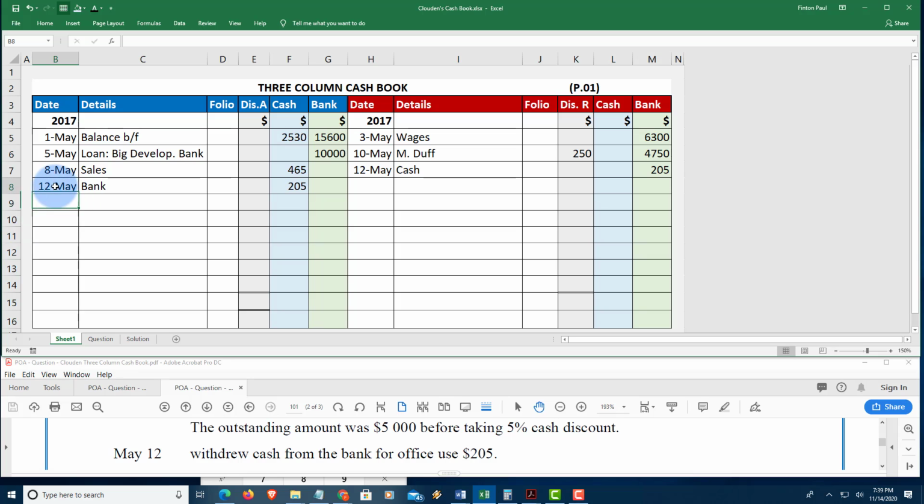Now such an entry is called a contra entry, denoted by a C in the folio column, meaning both parts of the transaction took place within the cash book, with one account increasing while the other decreased. So if you had a transaction just the same way, the bank increase and the cash decrease, it is also a contra entry.